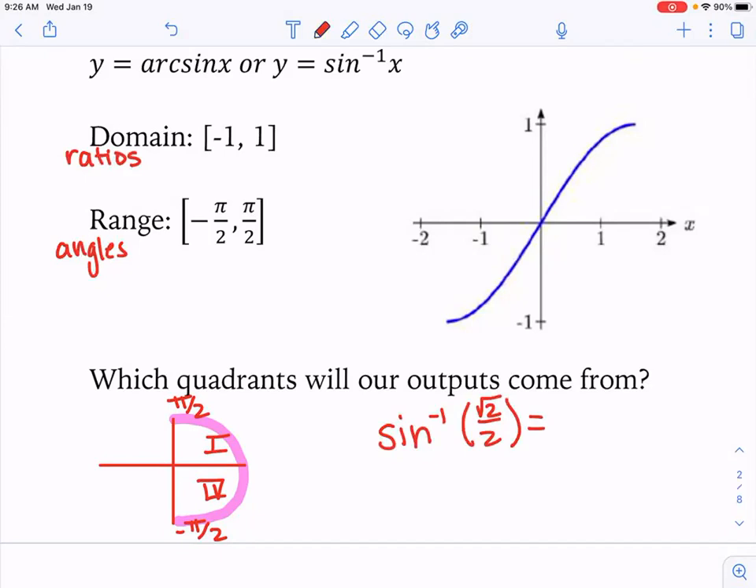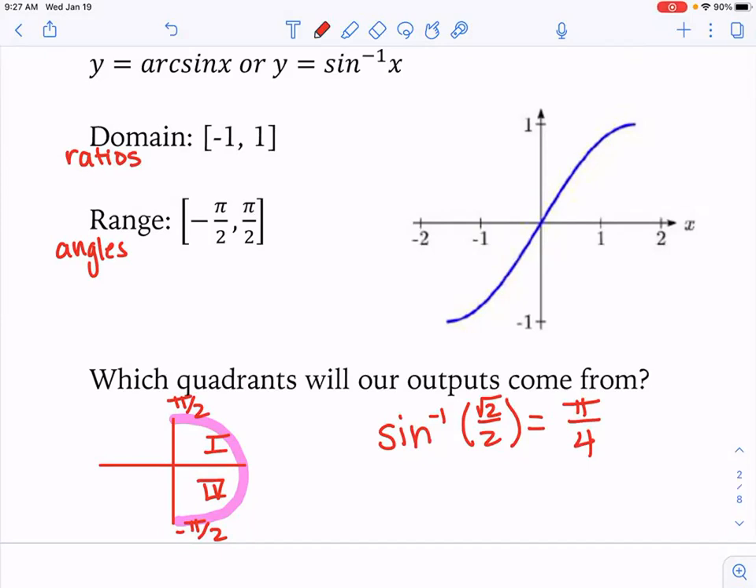Where between negative pi over 2 and positive pi over 2 is the sine radical 2 over 2? What's our answer? Pi over 4. Okay. Similar to what we did Thursday, I gave you a ratio, we're finding an angle, but our inverse trig functions are very, very, very picky about what kind of answers they push out, okay?